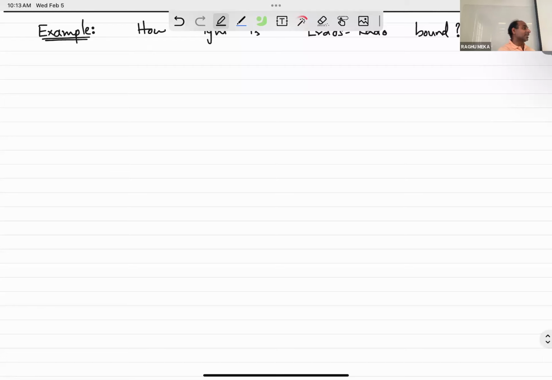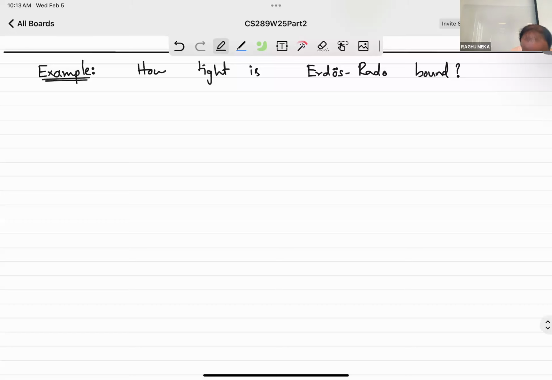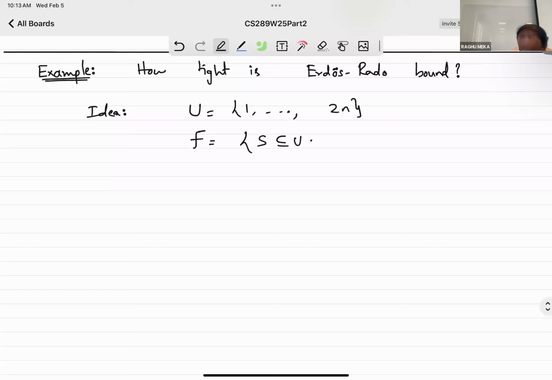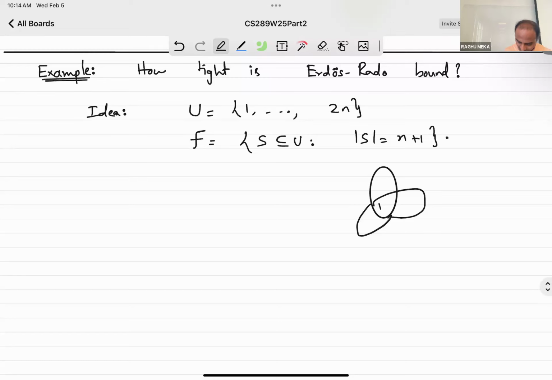Okay, but that's only one set, right? We need all the n+1 elements. So let's see. So the first idea is U is 1 through 2n, and F is all subsets of U. Size of S is n+1. Okay, so a good suggestion. So let's see if there is a sunflower here. Okay, so if you want a sunflower, then you want 3 sets, S1, S2, and right.